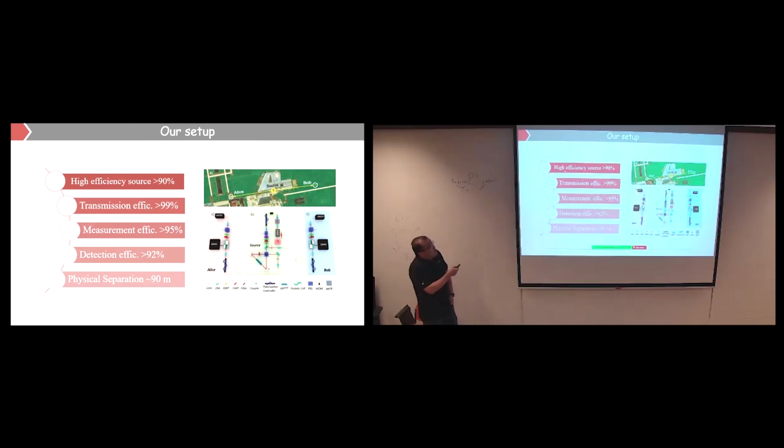You can see the efficiency is about 90%. It means that when Alice detects a photon, with 90% probability Bob will detect the photon. This is about the highest efficiency you can have for a photonic setup. The whole transmission efficiency is more than 99%, and the measurement efficiency is more than 95%, meaning free space to fiber, free space to fiber. The detection efficiency with the SNSPD is more than 92%. The physical separation is 90 meters from Alice to the source, and 90 meters from the source to Bob.